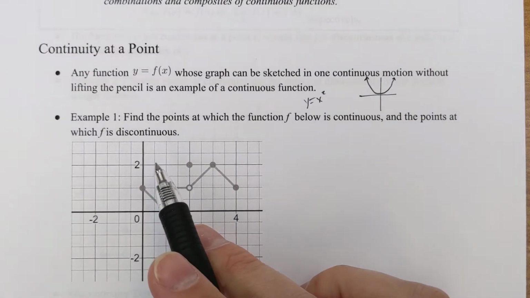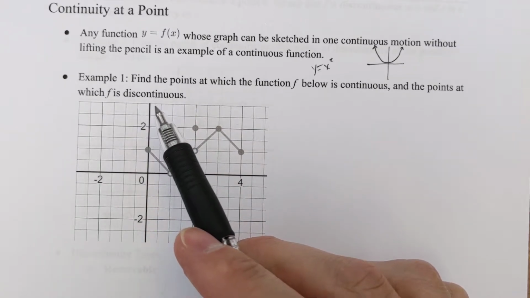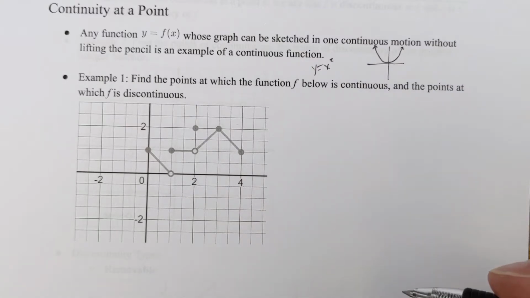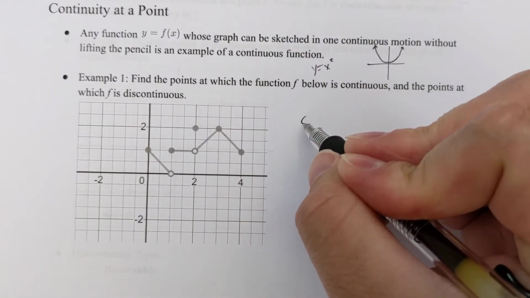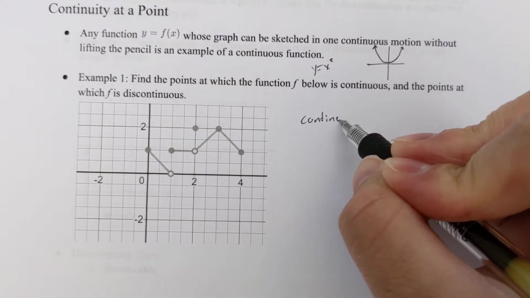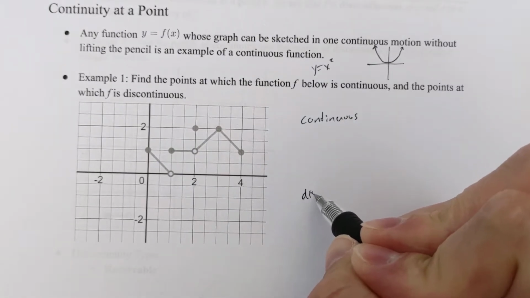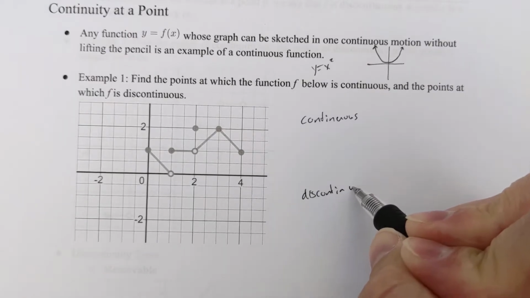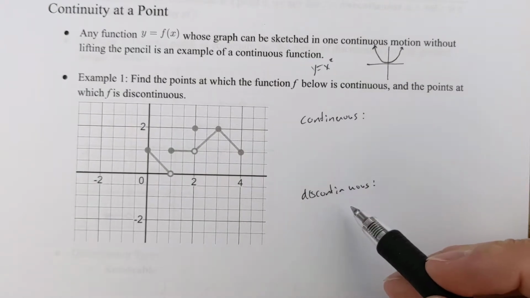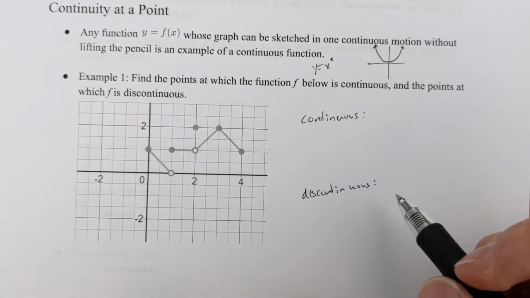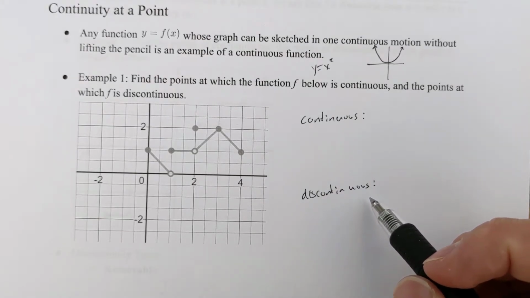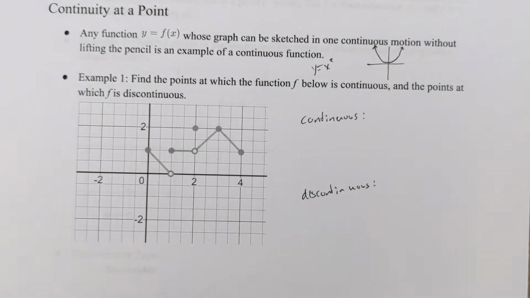So example 1 here says find the points at which the function f is continuous and the points at which f is discontinuous. So I'll break it up here. So continuous, and discontinuous. These are two things that are opposites of each other. So if it is continuous, it can't be discontinuous, or vice versa. So discontinuities are actually easier to find. There's actually two of them on this graph.